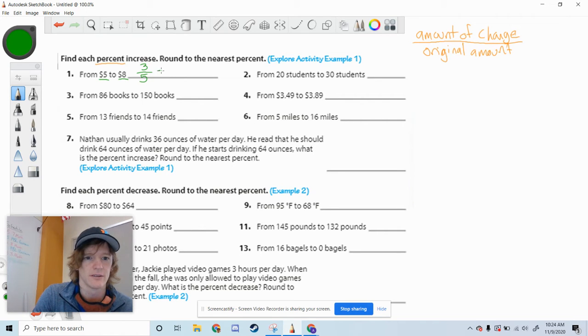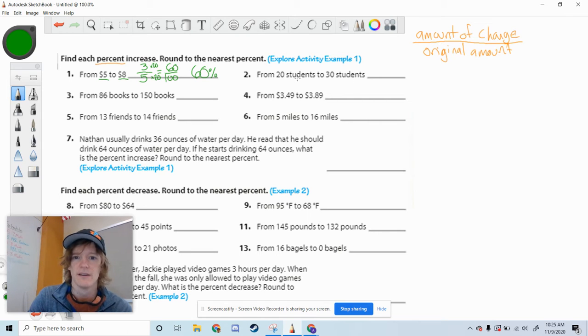So what we could do is say, I'm going to make this 100ths. So 5, well, that's times 20 to make 100. 3 times 20 is going to be 60. So this will be 60%. This went through a 60% increase. The price here went up by 60%. In other words, whatever 60% of 5 was, we increased by that. 60% of 5 is 3, and we went up by 3.